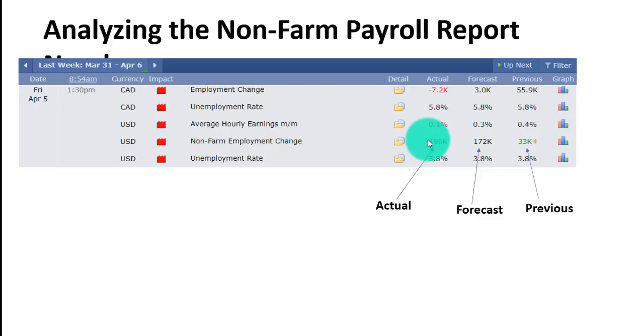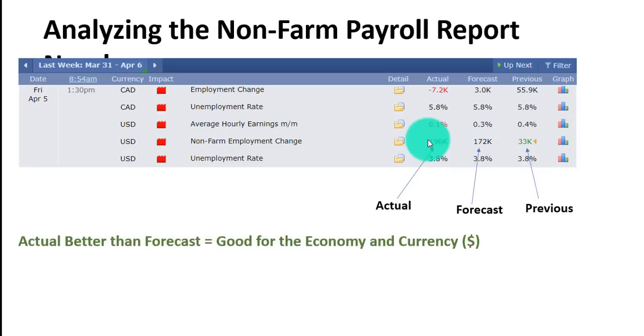Okay? Like any other piece of economic data, there are 3 ways to analyze the US non-farm payroll numbers. Number 1, when the actual number is better than the forecast, that means it's good for the economy and it's good for the currency. So this is the forecast, this is what is expected. They are expecting 172,000 new jobs to be added to the US economy. However, when the number came out, it came out better at 196,000 jobs.